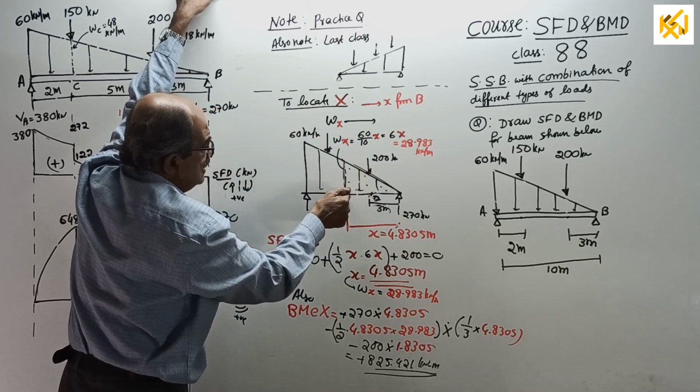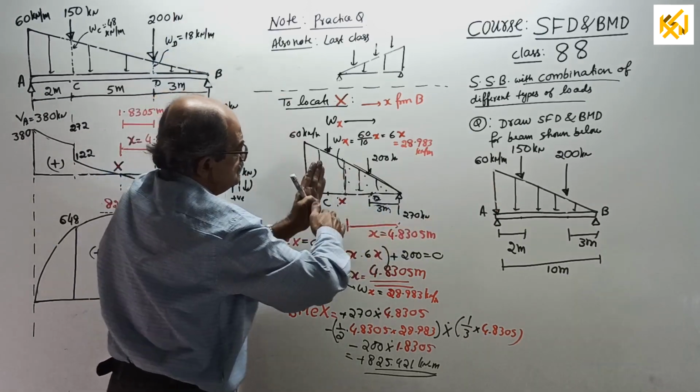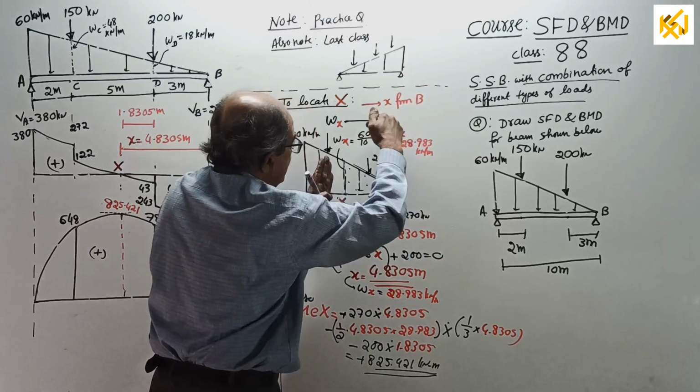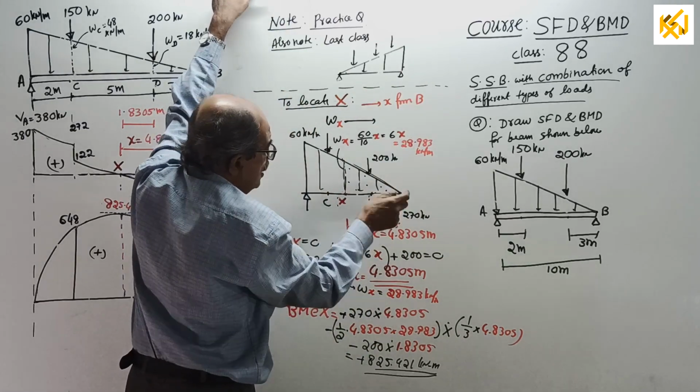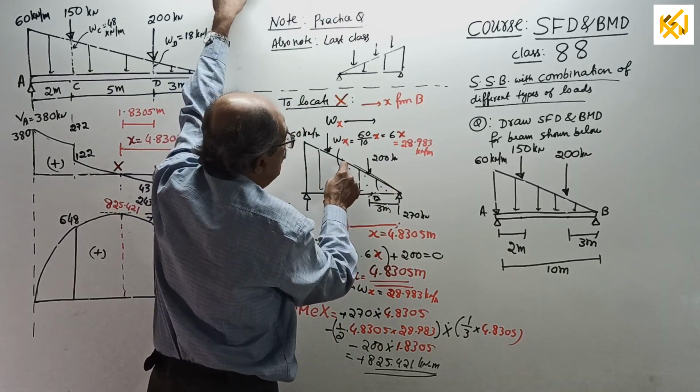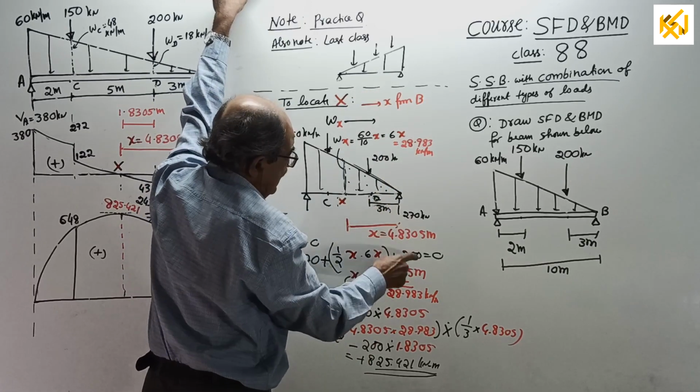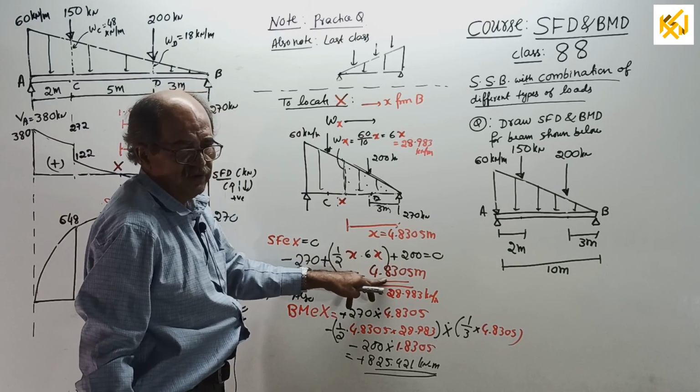Now, shear force 0 here. Look this side. Right side you are seeing, right up is negative, minus 270 plus this much load, half into X into 6X, and also plus 200 equal to 0, you will get the X value.